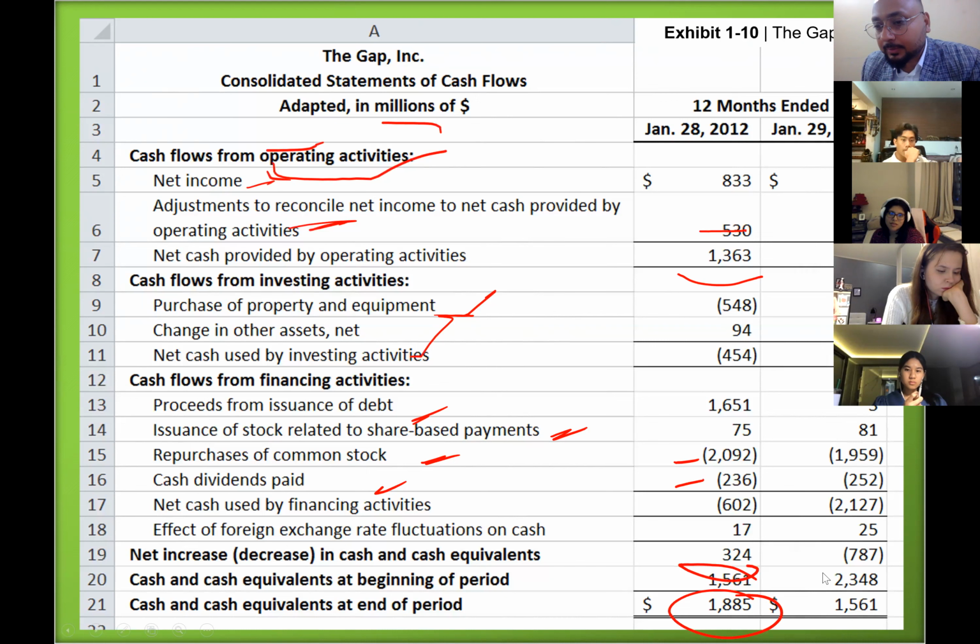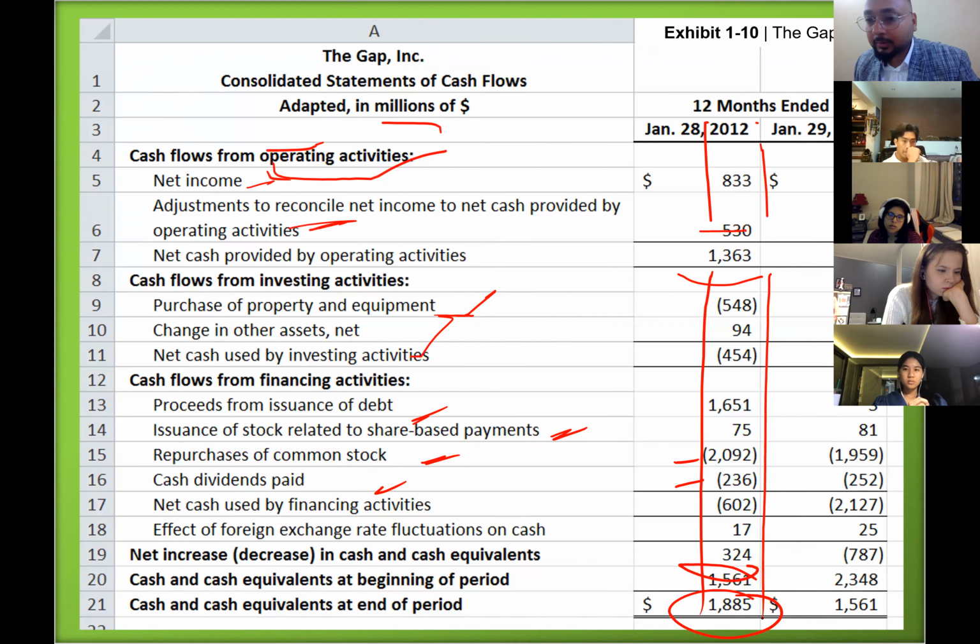Understand? So this shows what's happening during 2012 to the cash. In 2012, what happened to the cash, not the profit. The profit should be determined in the income statement. And I told you cash and profit are not the same, right?